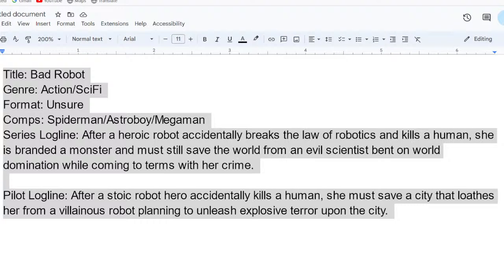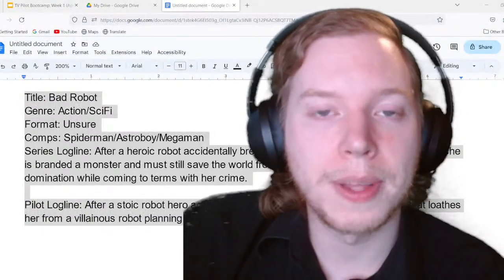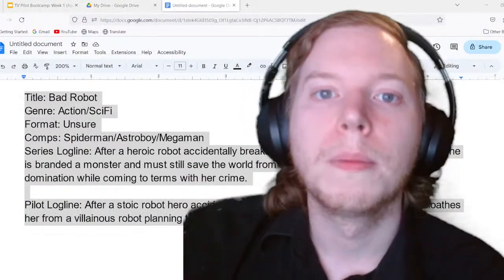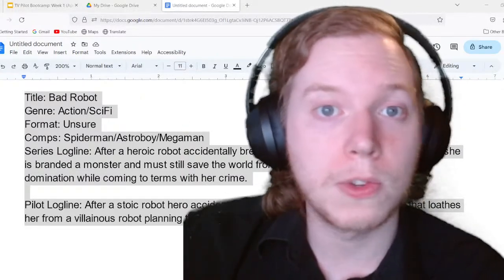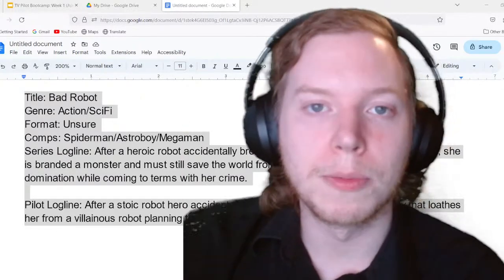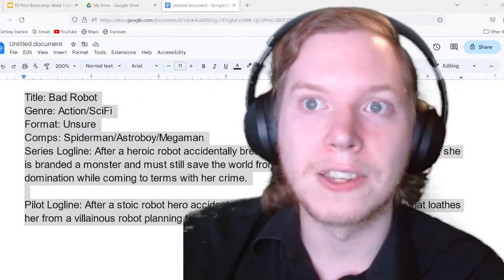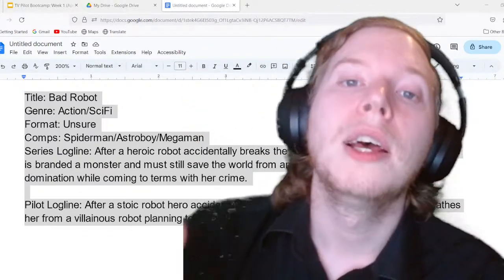So we'll start with just the series logline. After a heroic robot accidentally breaks the law of robotics and kills a human, she's branded a monster and must still save the world from an evil scientist bent on world domination. The only thing I'd lose from this is "while coming to terms with her crime." That's such an internal process that has no kind of goalpost to it. The phrase "come to terms with" just doesn't work in loglines because it's so in the character's head. So I would lose that.